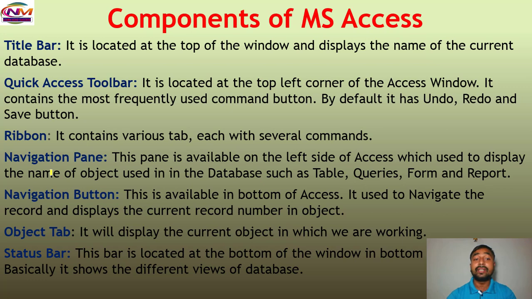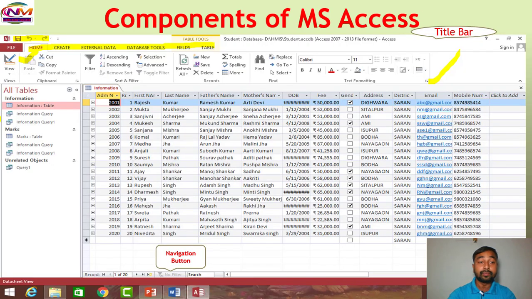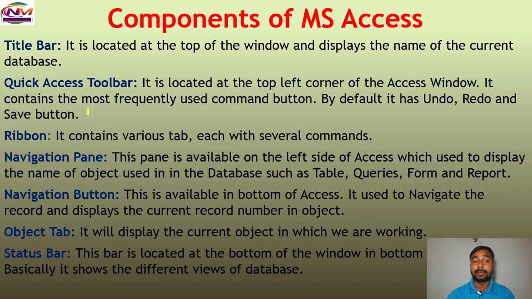The next one is the navigation pane. This pane is available on the left side of Access, which is used to display the names of the objects used in the database such as table, query, form and report. Now I am going to show you. These all are stored here. Information table is there, information query is there, information query 1 is there, another table, marks table, is there. So all the information in the form of table, form, query or report is stored. That is called the navigation pane.